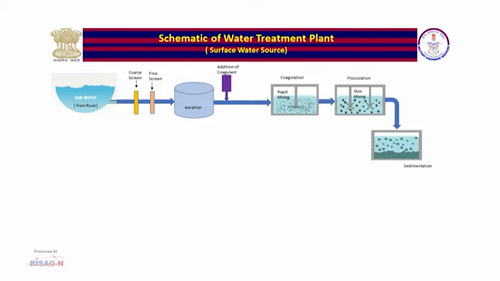But finely divided solids and colloidal particles which cannot be removed by plain sedimentation with commonly used detention period of a few hours are converted into settleable flocs by coagulation and flocculation and subsequently settled in sedimentation tank. This is called sedimentation with coagulation. Then comes the process of filtration.